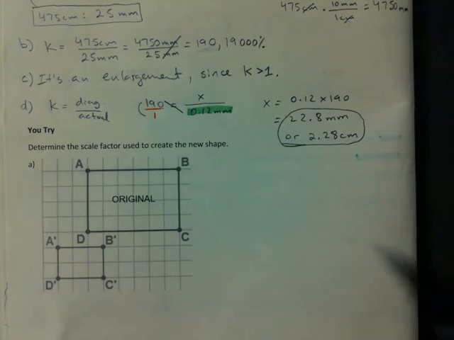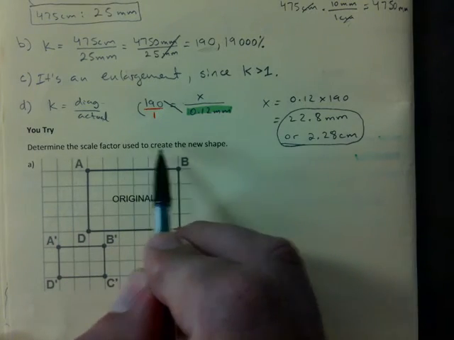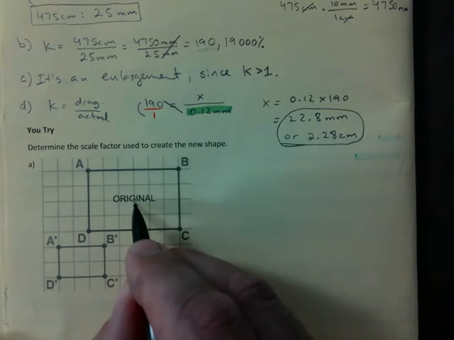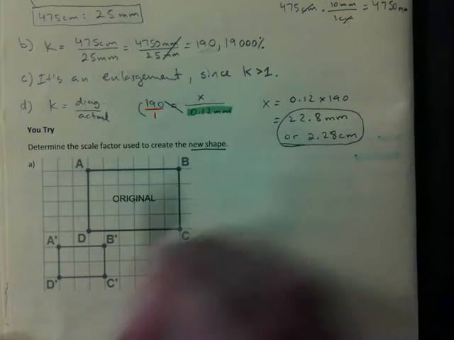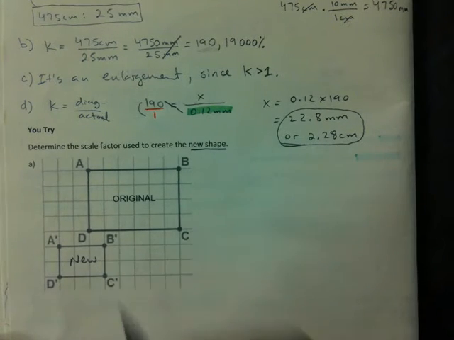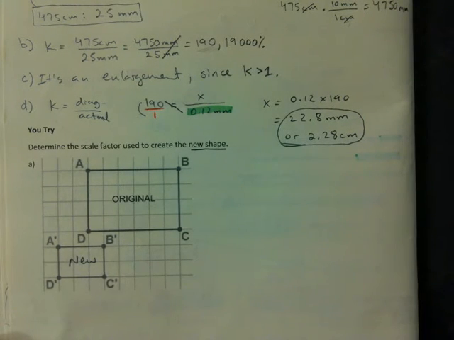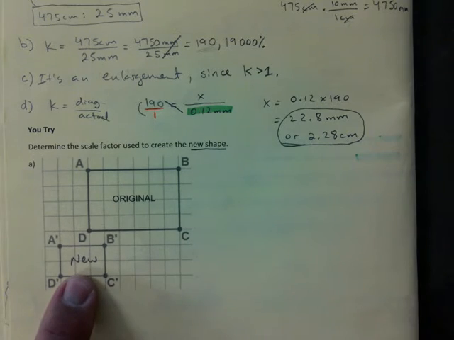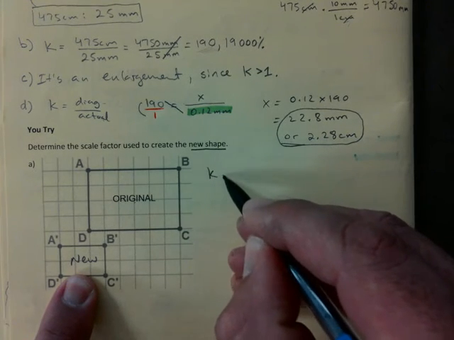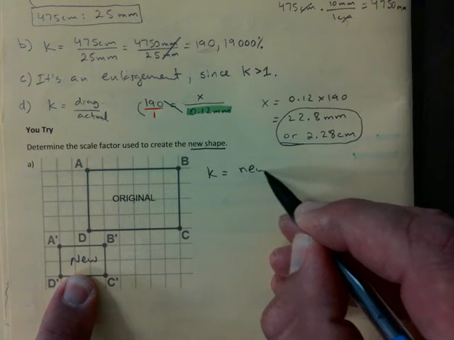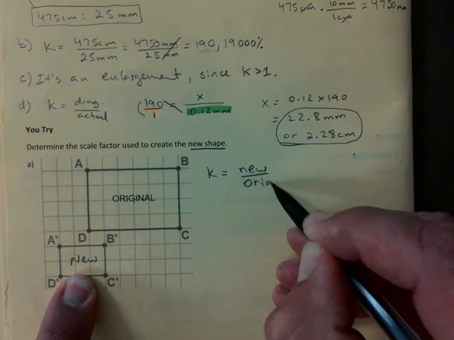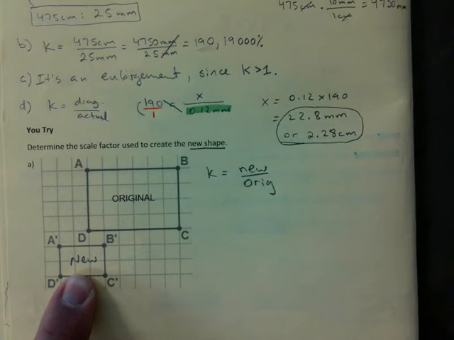So here, this is textbook stuff. You should have seen this. Determine the scale factor used to create the new shape. So if it's original, I'm using that wording new, okay? So I'm actually going to go ahead and do that. And therefore, you should have both on your study sheet just to remember where they go.